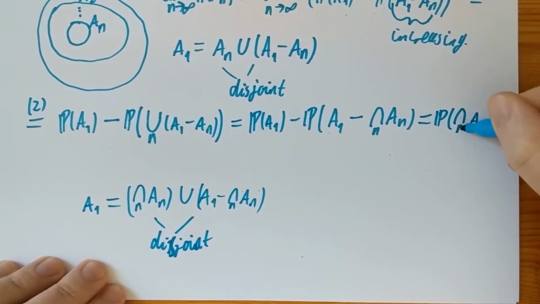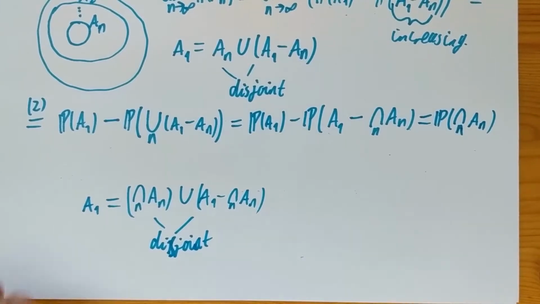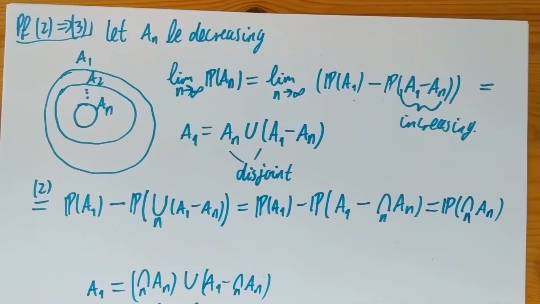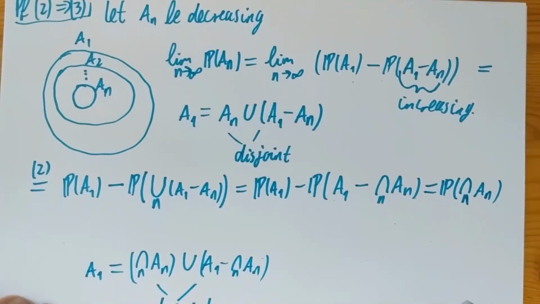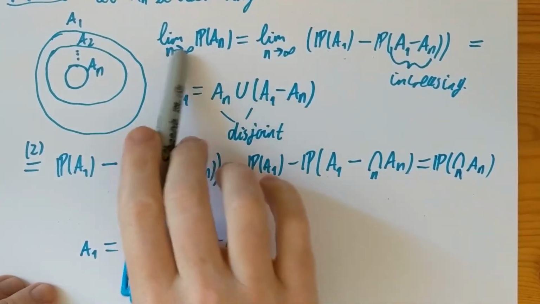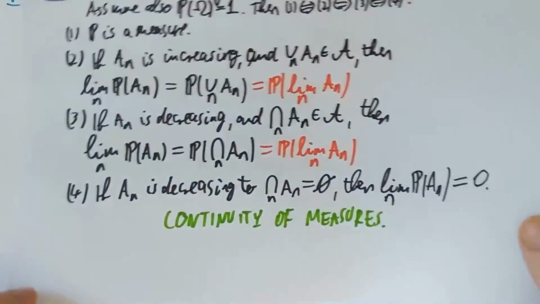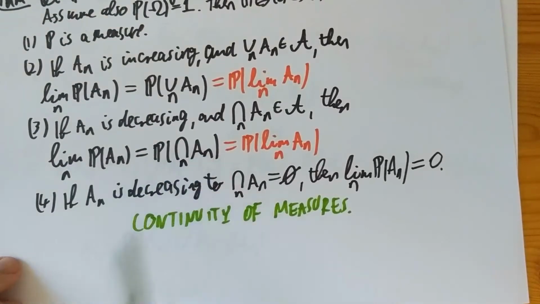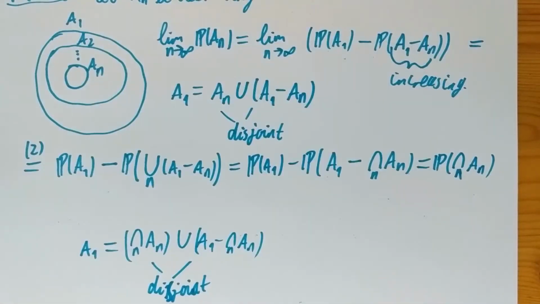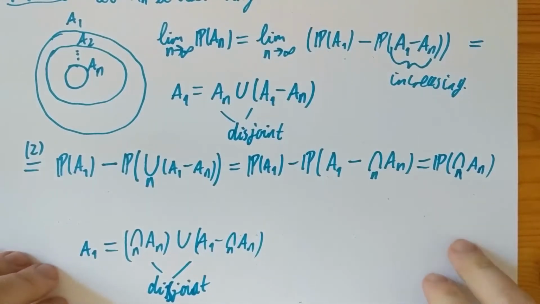And at this moment I'm done, because I have this decreasing system an, and I just proved that the limit of the probabilities is the probability of the intersection. So that's exactly what I wanted to do. Limit of the probability is probability of the intersection. So now this is done. So 2 implies 3 is done.